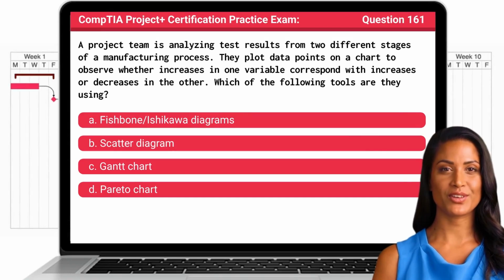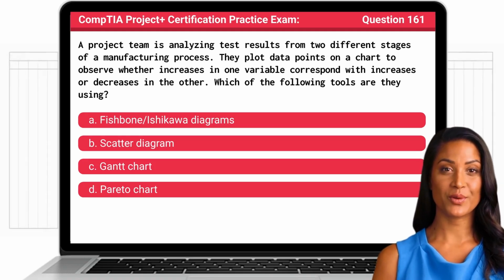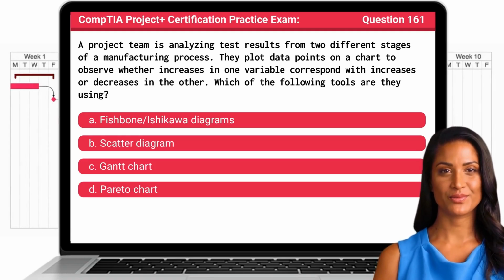Question 161. A project team is analyzing test results from two different stages of a manufacturing process. They plot data points on a chart to observe whether increases in one variable correspond with increases or decreases in the other. Which of the following tools are they using?